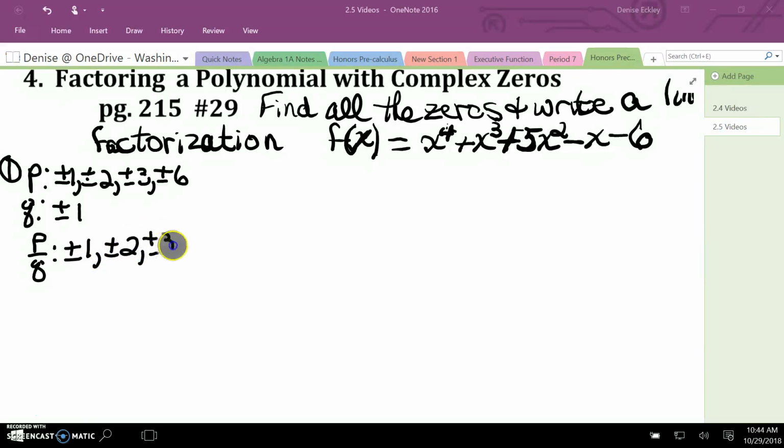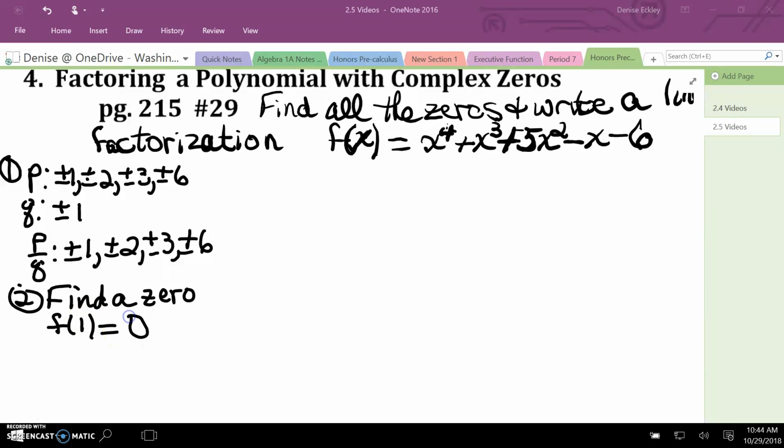So the next thing we want to do then is to find a 0. And you're going to substitute those in. And when I substituted 1 in, I found that f of 1 gave me a 0. So I'm going to use synthetic division to take that 1 out. So I'm going to set it up here. I'm going to squeeze it in the bottom. So bring the 1 down.